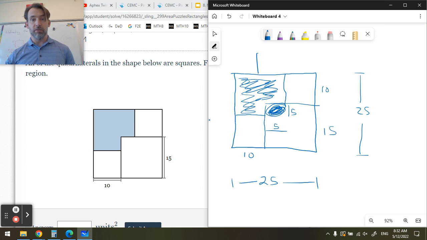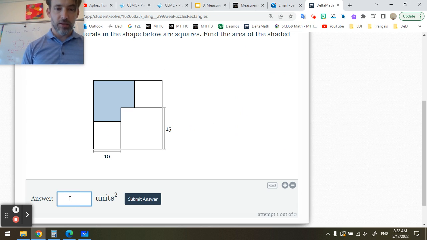The area of this before I removed the overlap would have been 15 times 15, 15 squared, because I'm told it's a square, and that's 225. So 225 minus 25 will give me 200. So now let's go ahead and take a look at another one.